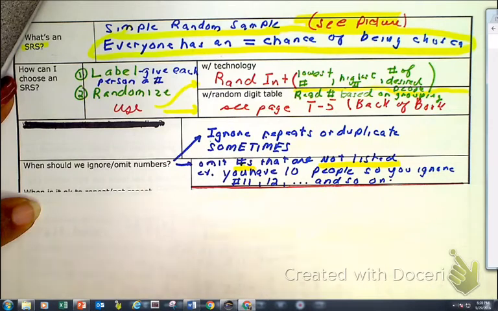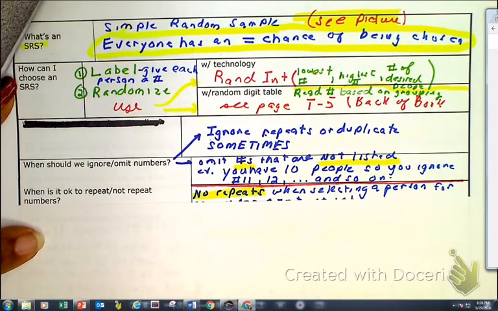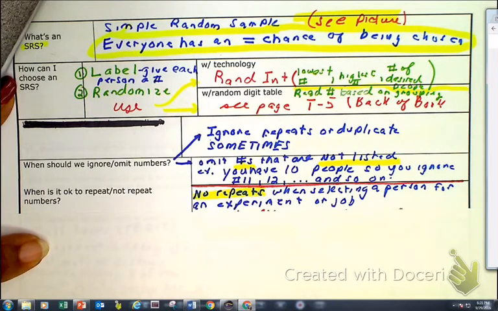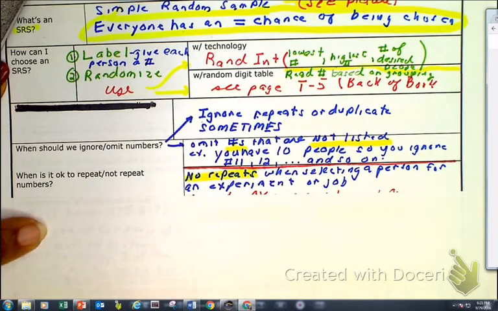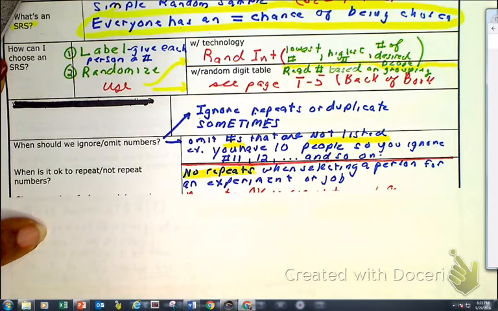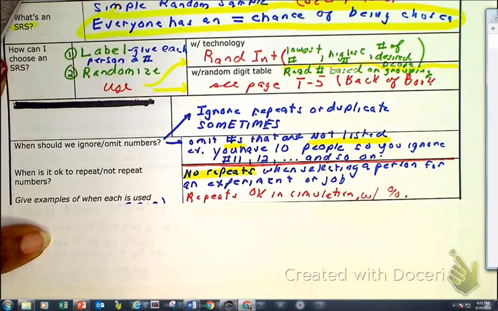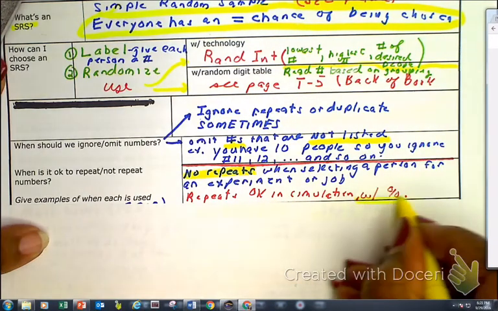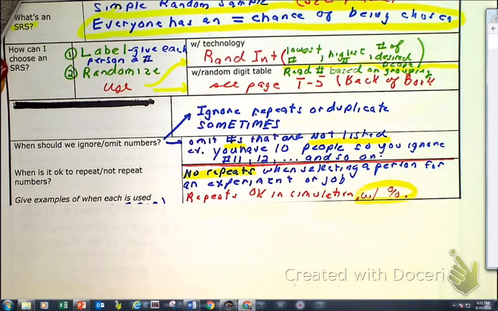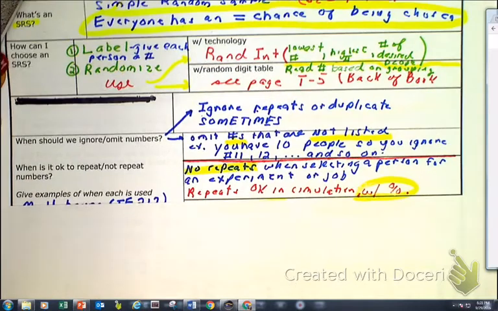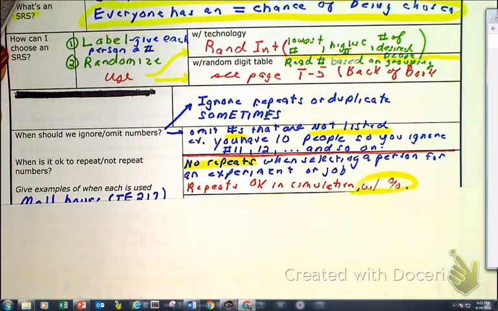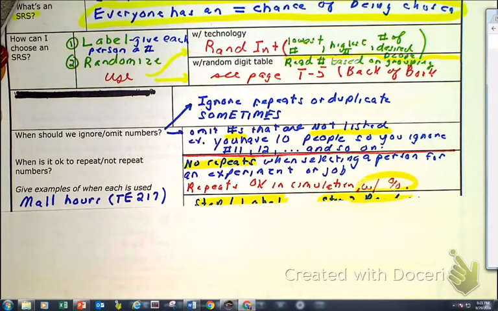I didn't get any when I did that list, but what if I had the number 11 again? Well, once chosen, you're not re-chosen, unless it's the lottery, of course. Which takes me to, when is it okay to repeat or not repeat? It's not okay to repeat when you're selecting the person for an experiment or for a job or for a club. But it is okay when you're doing a simulation dealing with percentages, not a simulation to choose somebody. When you're looking at a percentage, it represents a percent, not a person, and that's the only time.